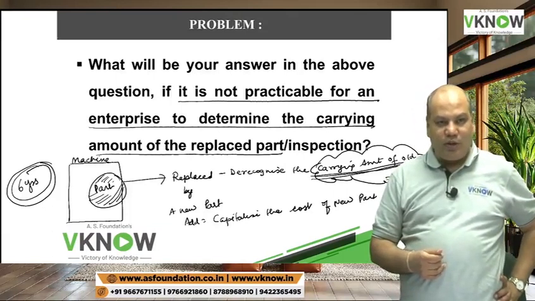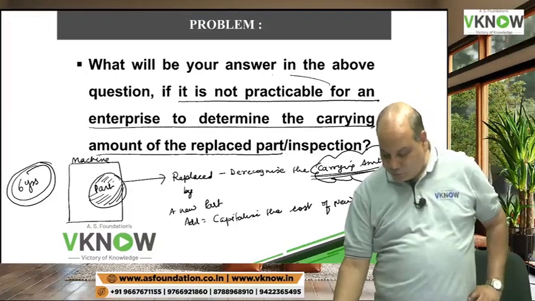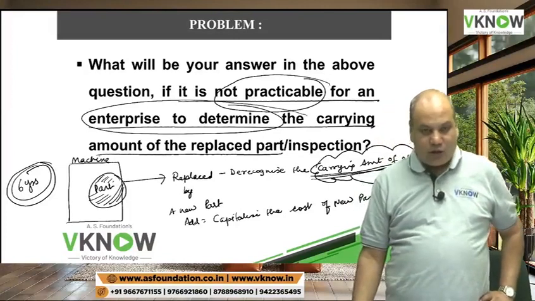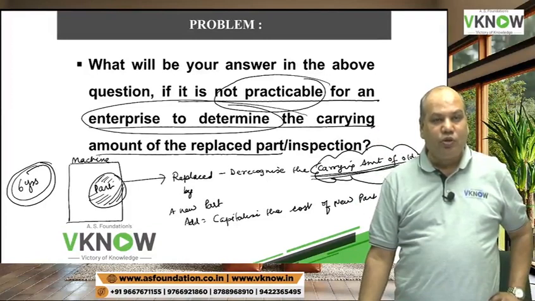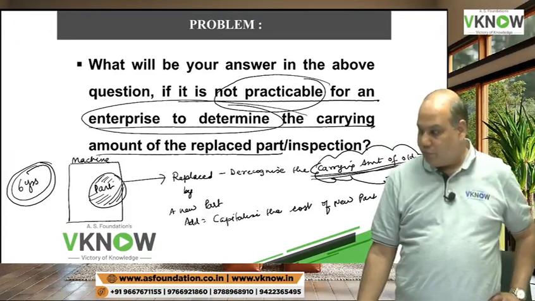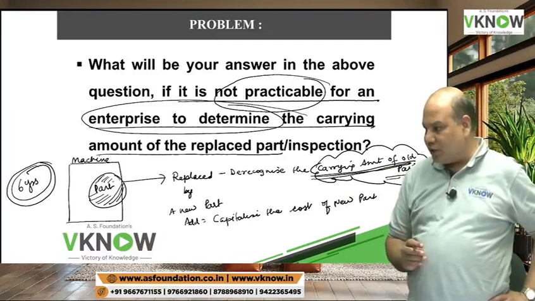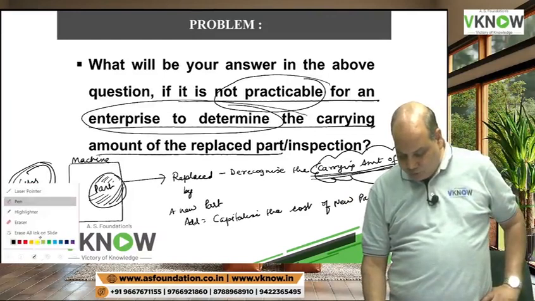Should we estimate? The question says it is not practicable for an enterprise to determine. So I can't use guesswork also. How much this tire would have cost us 6 years ago? That is guesswork, and the standard says guesswork is also not practicable. So what will I do? I will do reverse working.